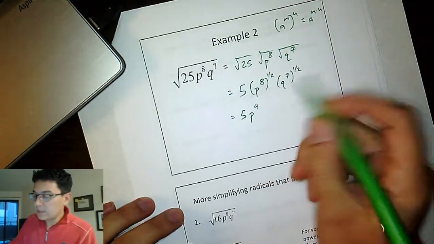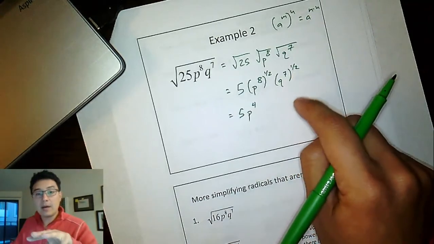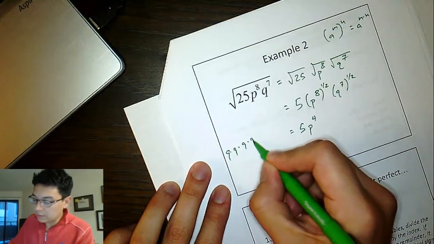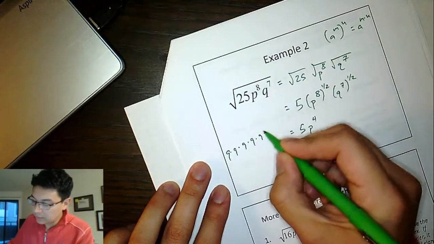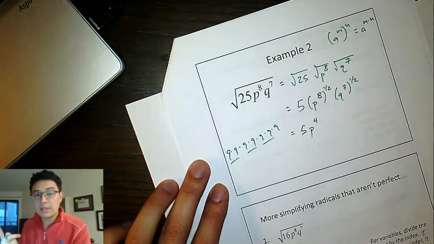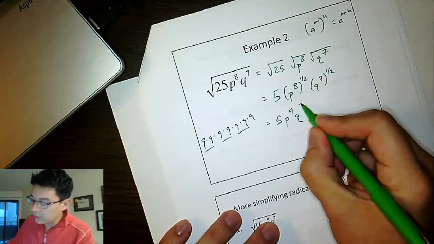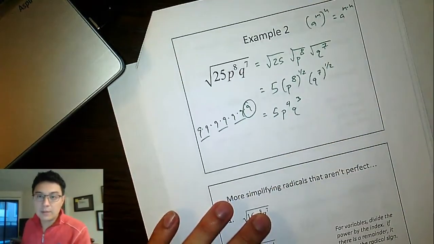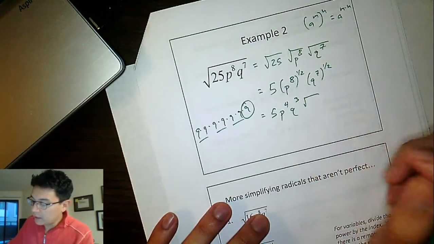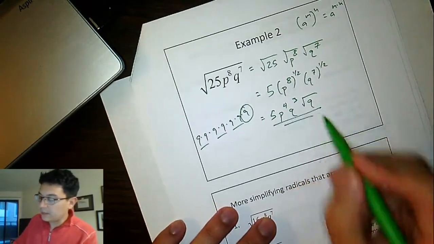So that means we'll be able to take out 3 pairs of q's from 7. If I write this out, I have q, q, q, q, q, and 2 more, q and q. Here's a pair, here's a pair, here's a pair. So I can bring out 3 q's. When I multiply those 3 individual q's together, I will get q to the 3rd. But I have 1 left over q. That's still under the radical, so I'm still going to have a radical q at the end of my answer. So this is going to be the final answer for this problem.